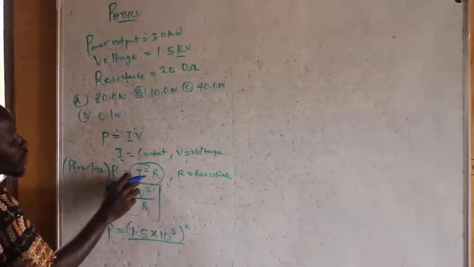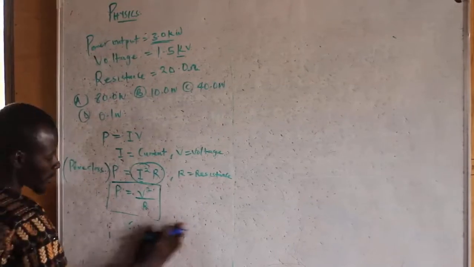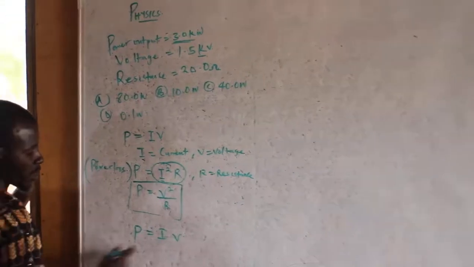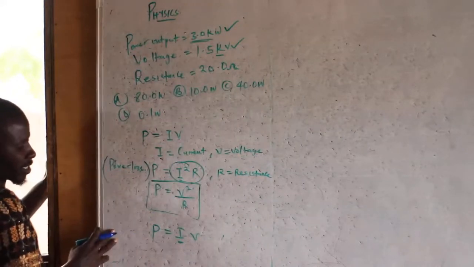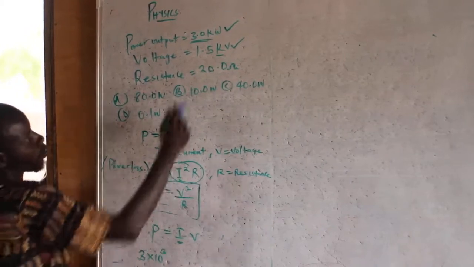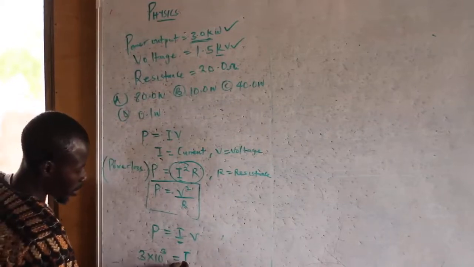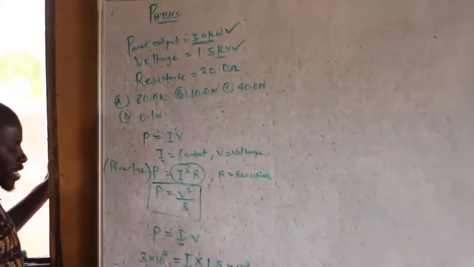Current. To get the current, that is why they gave you this power. Now we are going to say power equals IV. We are looking for this current. They give you the power and the voltage. Your power is 3 times 10 raised to the power 3, because of this kilo. Kilo is 10 raised to the power 3. Equals your current multiplied by your voltage, which is 1.5 kilo, 1.5 times 10 raised to the power 3. We are looking for I.